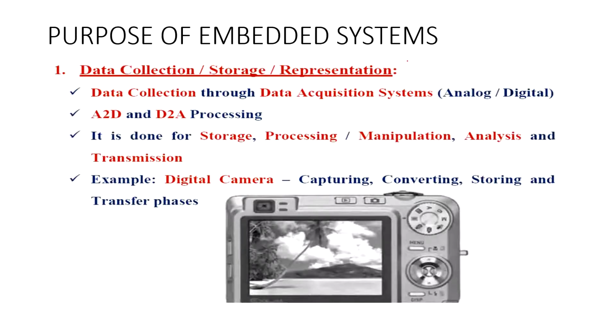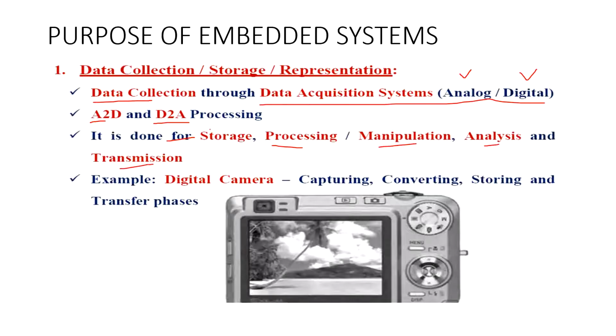So the first purpose is data collection, storage, or representation. Data collection is done through data acquisition systems. The data collected might be analog or might be digital. That's how we collect the data. What are the examples? The examples are A to D or D to A converters. So analog to digital or digital to analog processing is done for data collection. It is done for storage, processing, manipulation, analysis and transmission, right?